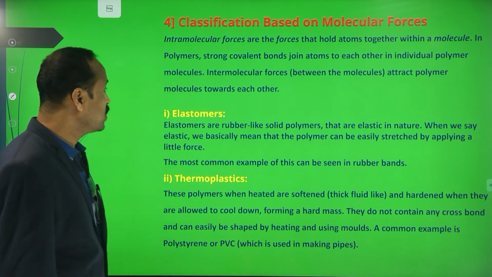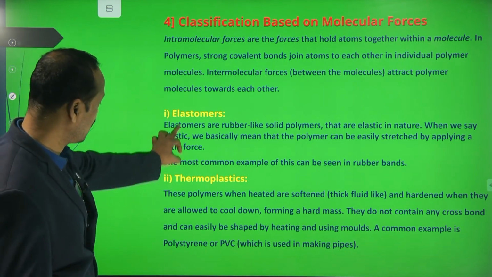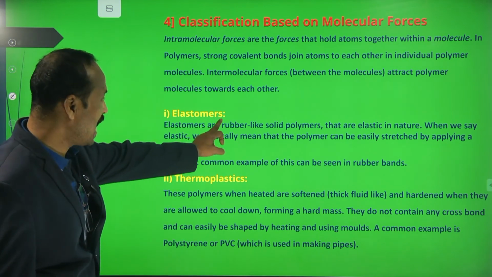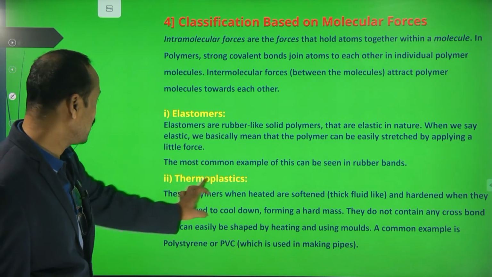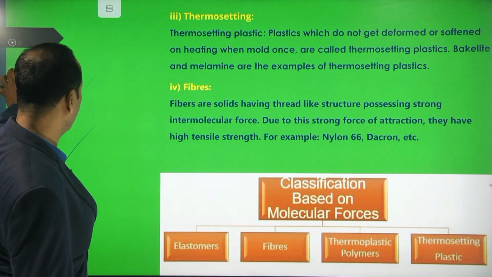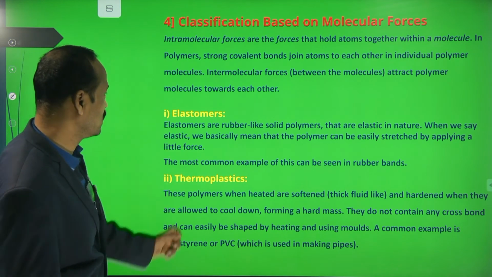So based on the strength of these molecular forces, they are classified into 4 types. How many types? 4 types. One is called elastomers, second thermoplastics, third thermosetting plastics, fourth fibers. So now let us see elastomers.